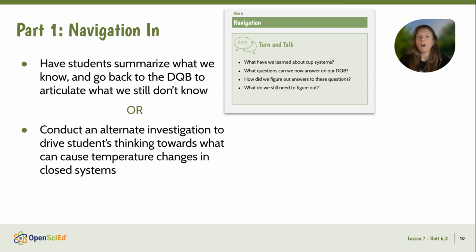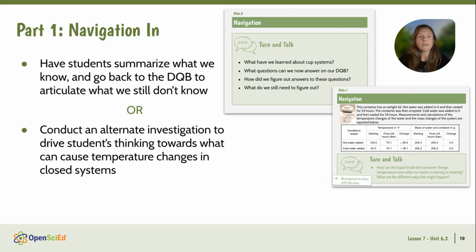There's also an alternate way to start this with an investigation. So that looks like this. This slide is from the end of Lesson 6, the navigation from Lesson 6. And what this is, you show students the data from an investigation using an airtight container. So we have a hot water test and a cold water test in a closed system. And from the data, the students can see that the temperature changes in both tests while the mass doesn't. So you can use that data to drive the thinking forward.